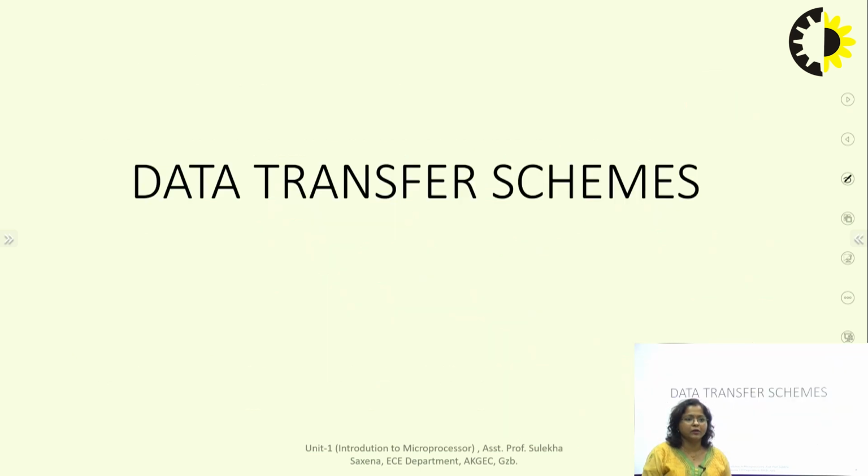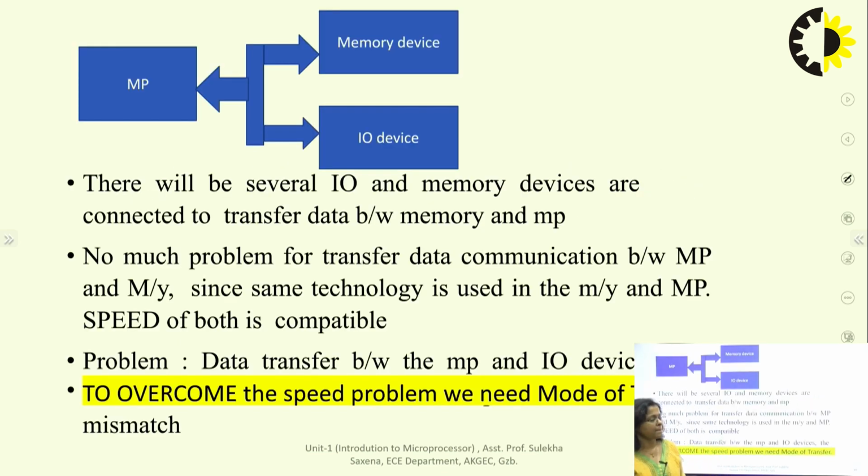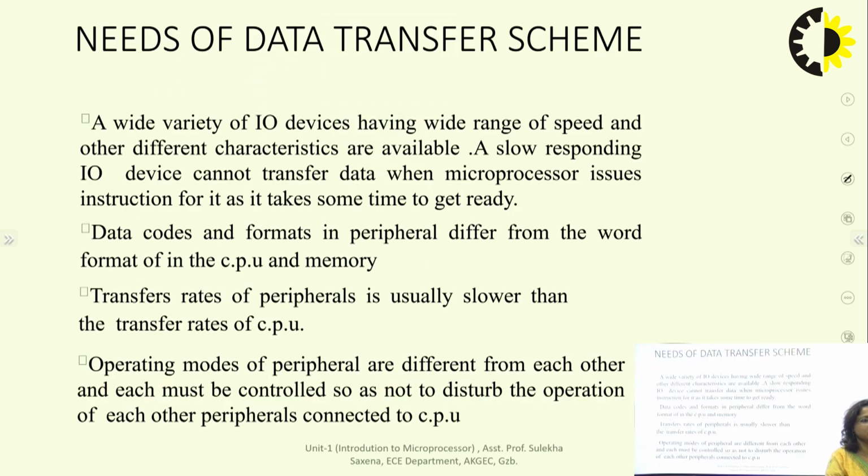Now, we will move to another topic, that is data transfer schemes. 8085 supports various data transfer schemes and normally 8085 transfers data in parallel mode, that is complete 8-bit data is transferred in a single machine cycle, whereas with respect to different programming, interrupt and DMA, the data transfer changes. So, there are a wide variety of IO devices connected to 8085 and each device or each mode has different type of data transfer scheme.